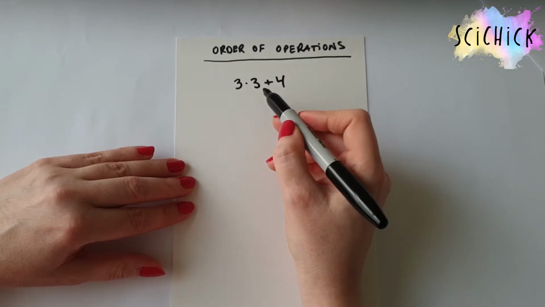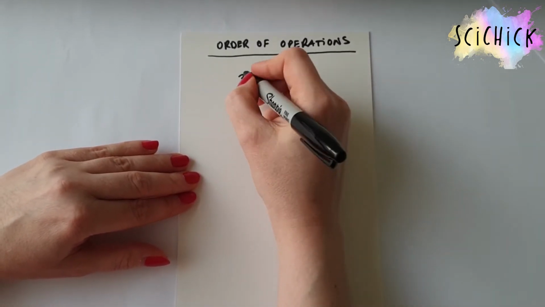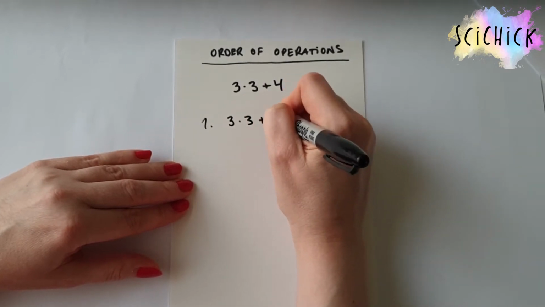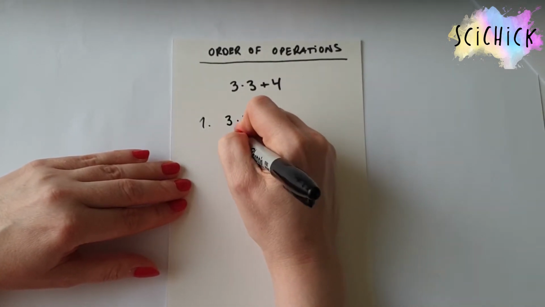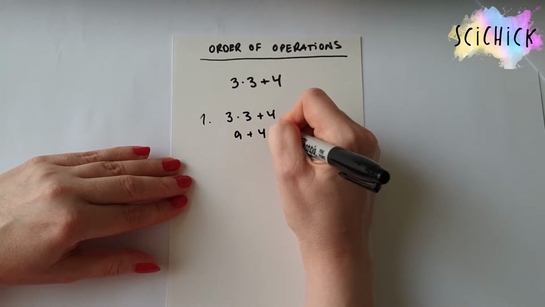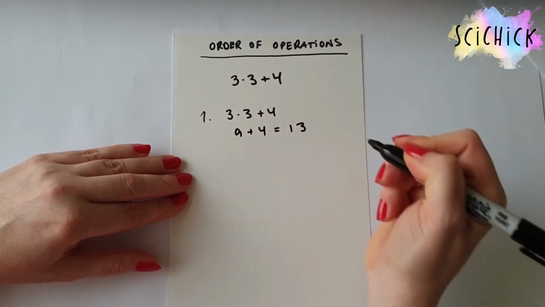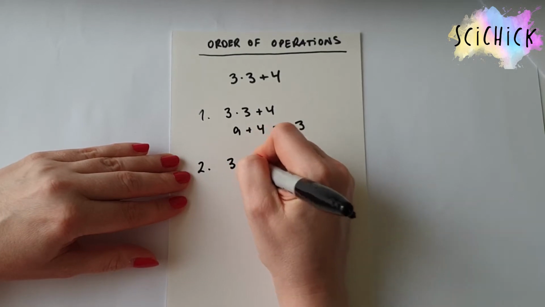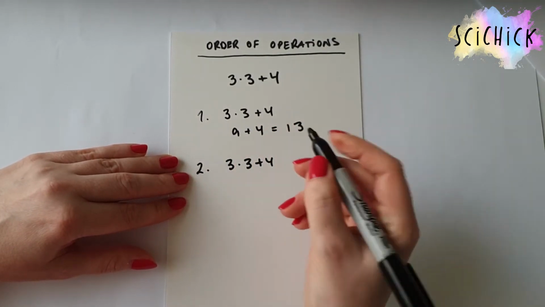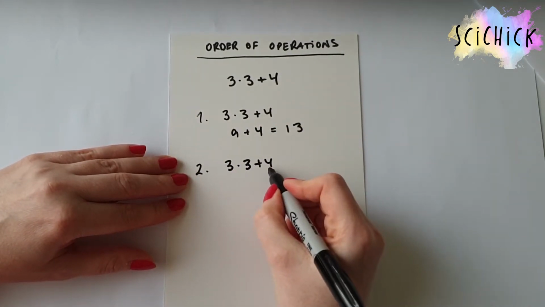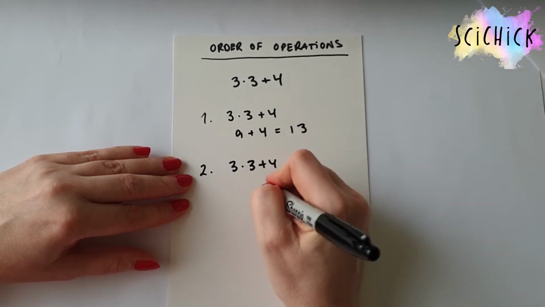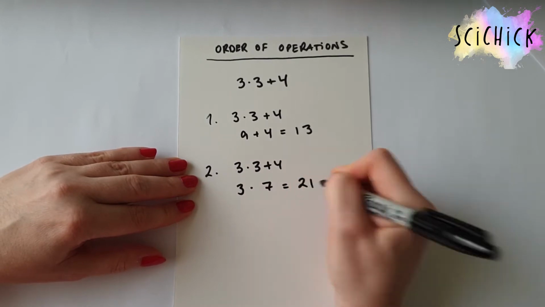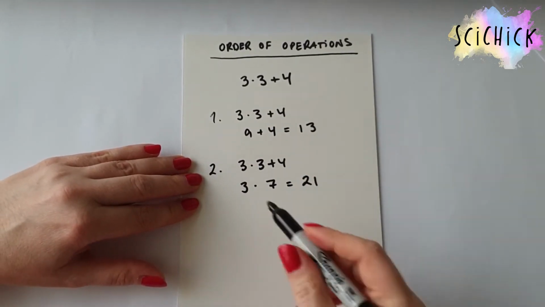Let's see what happens if we do it differently. So let's start with 1. 3 times 3 plus 4. 3 times 3 is 9, plus 4 equals 13. Okay? 2. The same one, 3 plus 4. And now we're going to start with this one. So we do 3 plus 4, which is 7, and that times 3, and that equals 21. Do you see? There's a difference.